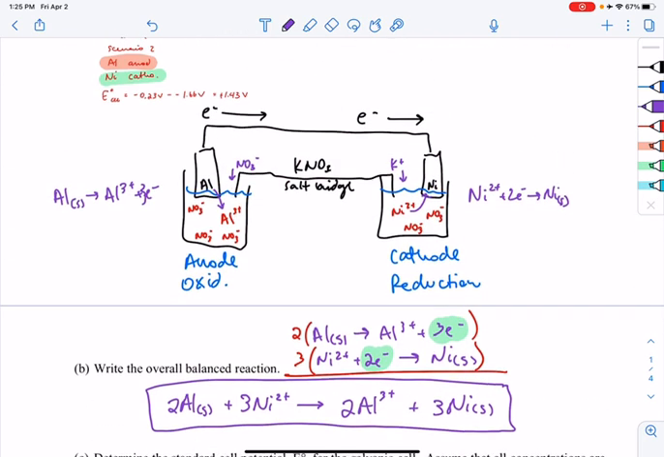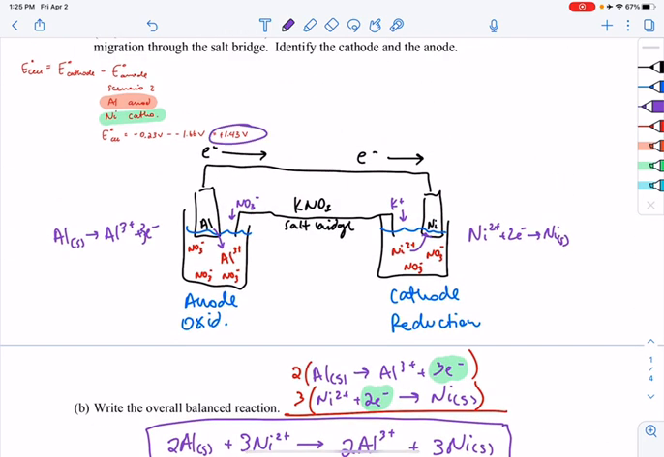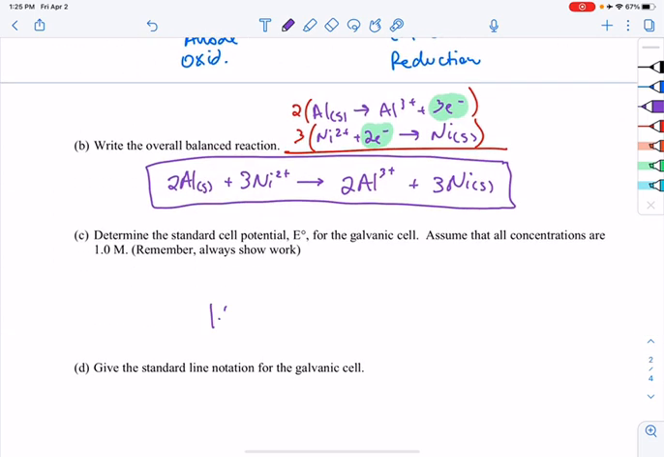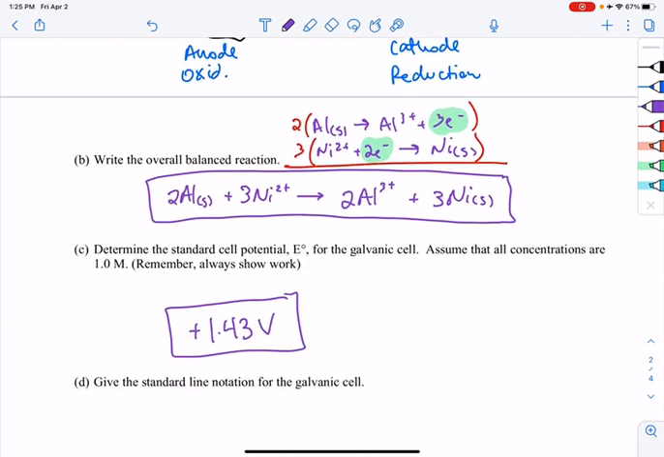Determine the standard cell potential. Well, we did that already. It's 1.43 volts. Right, we did that in order to draw the galvanic cell.